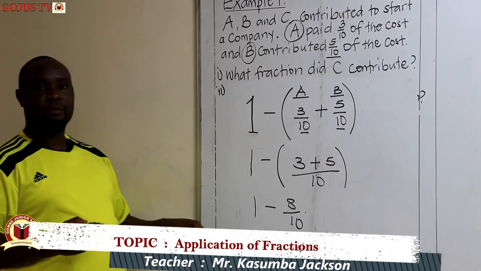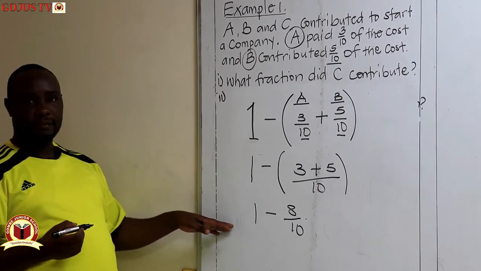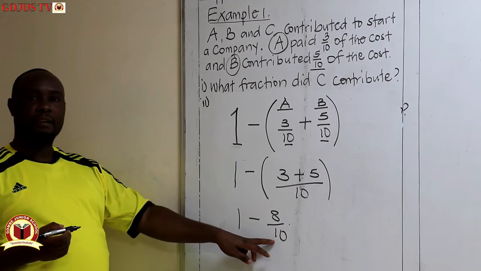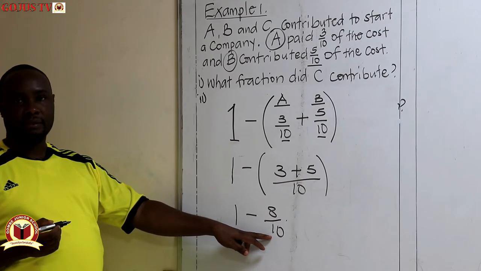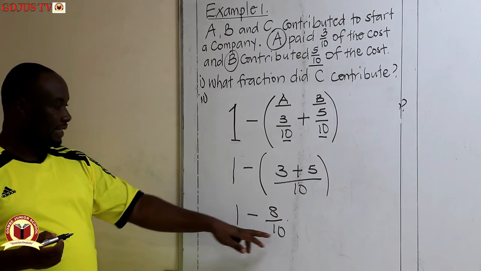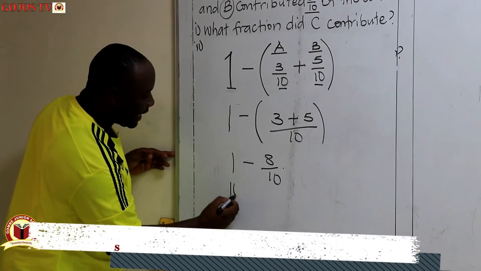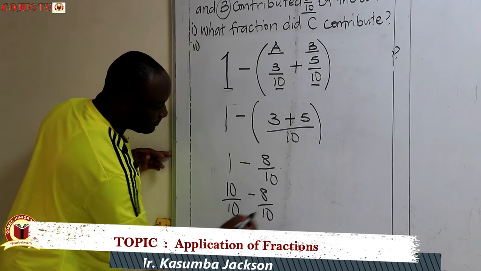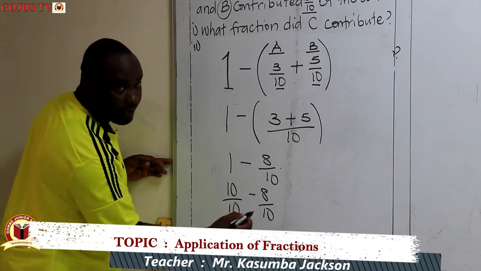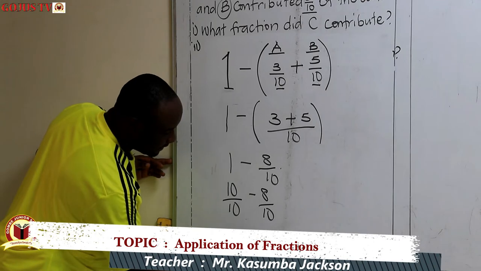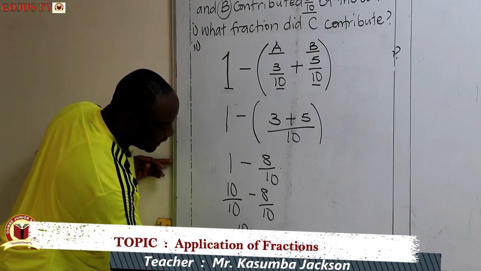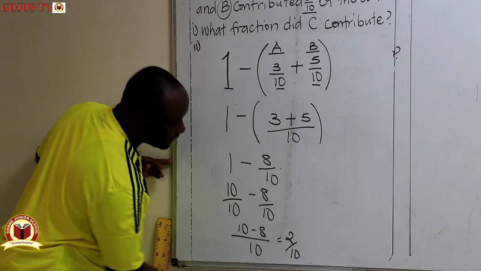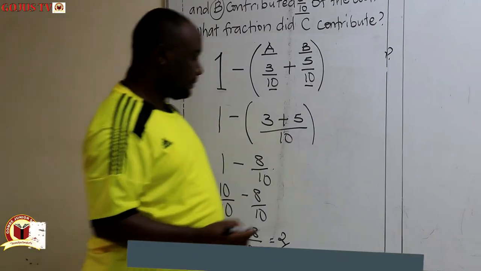When we reach here, it will be easier for us now to subtract. However, the one whole number in terms of fraction is going to be determined by the denominator of the fraction we are subtracting. So if the denominator is 10, our one whole will be turned into 10 out of 10. Then we take away 8 out of 10. The denominator is the same, which is 10. So we shall subtract the numerators again, 10 take away 8. And we shall finally get 2 out of 10 as C's contribution.